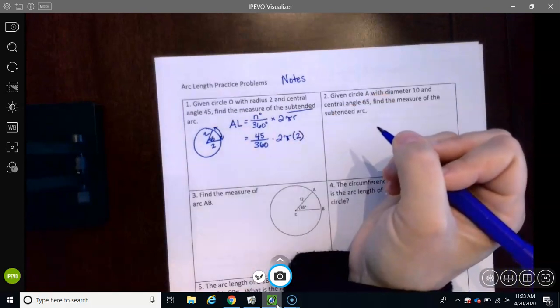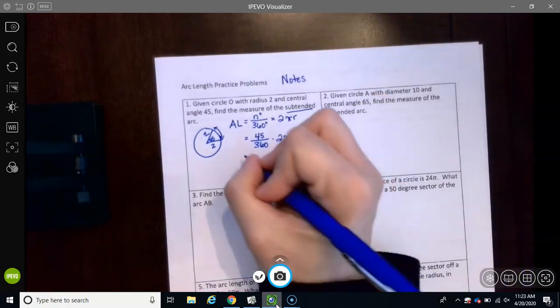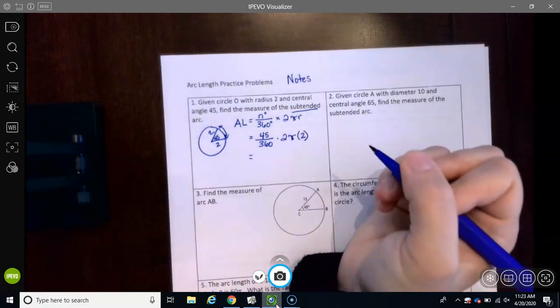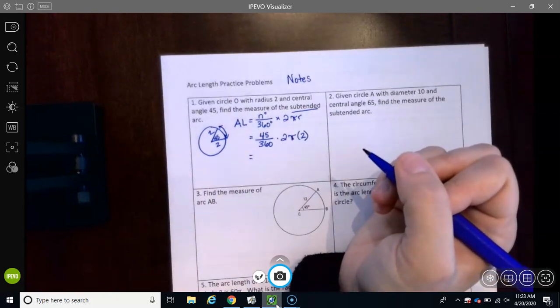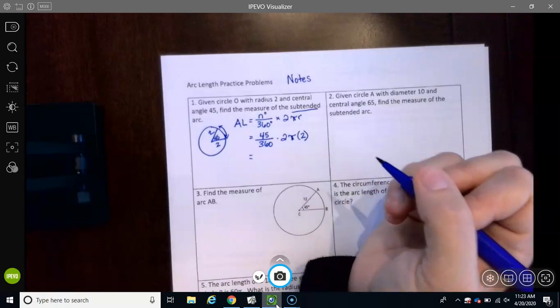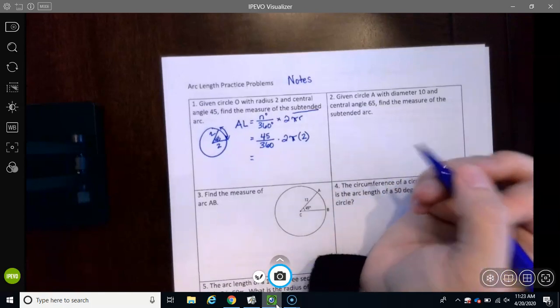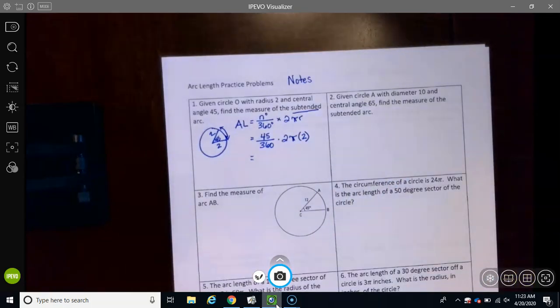And then just solving from there. Now, 45 over 360, I honestly prefer you just to reduce that fraction. Oh, I hate that I don't have my calculator here, but reduce that fraction. But that did it easily. Those school calculators were wonderful for that.